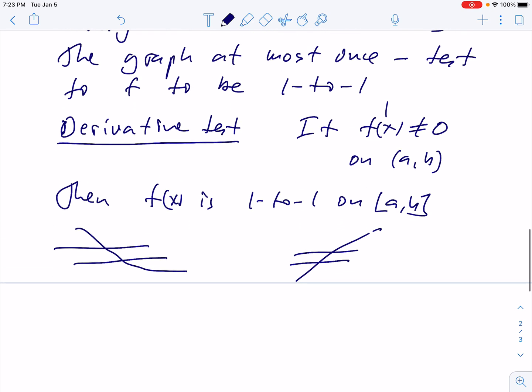Now I'm ready to define inverse functions. Here is a definition.